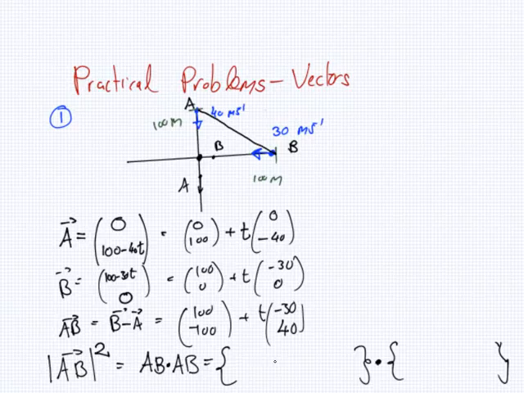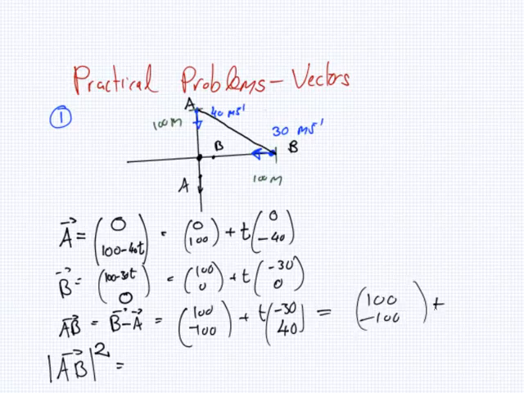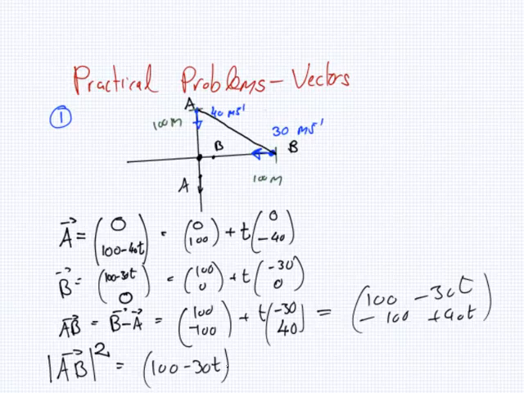To make this a little bit easier, I think I will write this back as one vector: 100 minus 30t, minus 100 plus 40t. So this would be (100 minus 30t) squared plus (minus 100 plus 40t) squared.